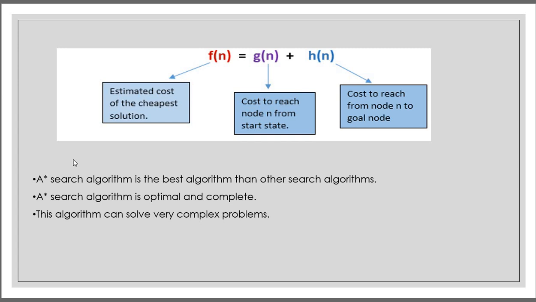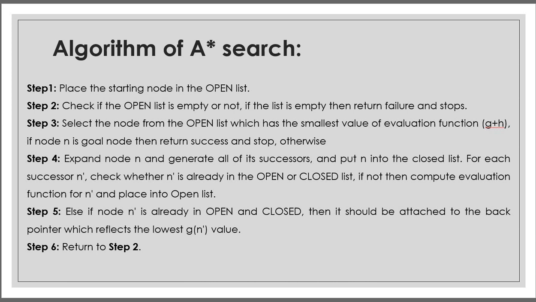A star search algorithm is optimal and complete. These algorithms can solve very complex problems. This is the algorithm of A star search. Step 1, place the start node in the open list. Step 2, check if the open list is empty or not. If the list is empty, then return failure and stop.